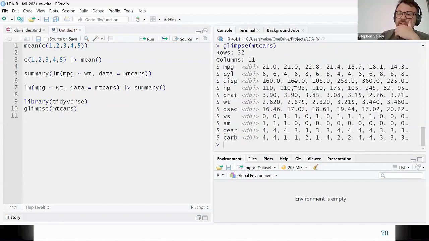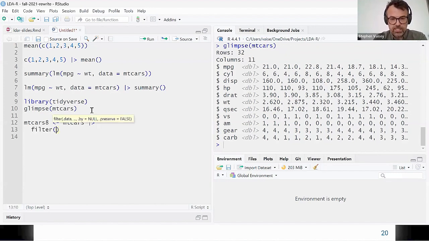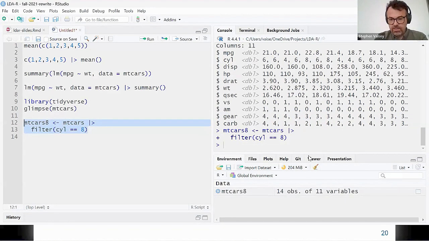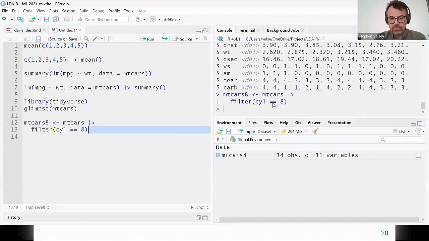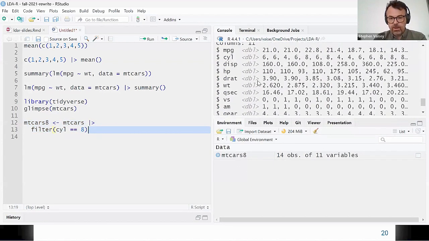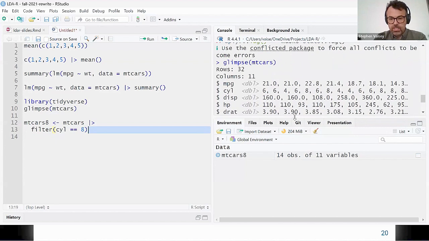And let's say I want to focus on just cars with 8 cylinders. Okay, I could do this. I could do mtcars8, which is going to take mtcars and then filter it so it only keeps cyl equals 8. And you can see here that that is 14 observations instead of 32. So anyway, you get the idea.